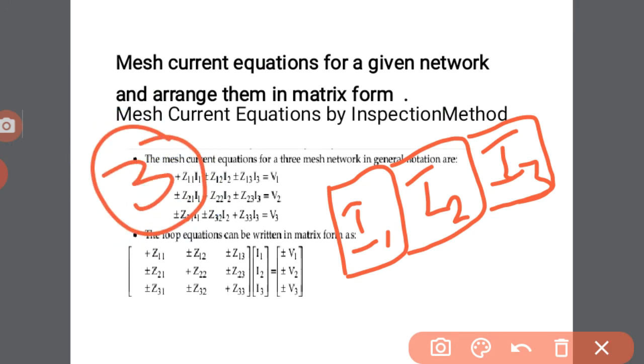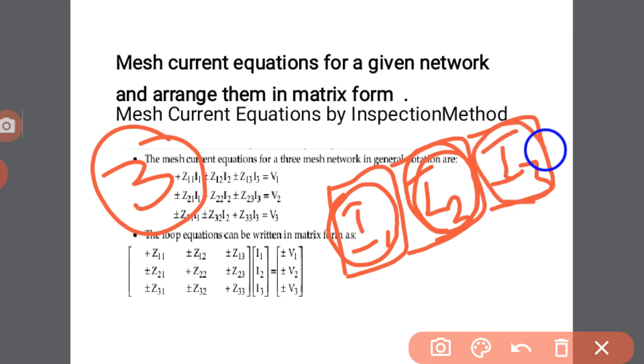Case 1 is the self impedances. Self impedance means within a loop. That means the impedance through which only the current I1 flows is the self impedance of loop 1. Again, the impedance through which only the I2 current flows is the self impedance of loop 2. Again, the impedance through which only the I3 current flows is the self impedance of loop 3. These are the self impedances.